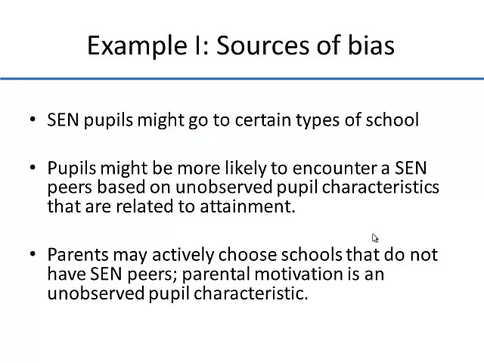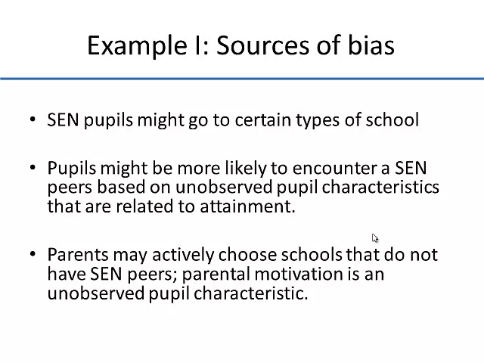So, in the first example about the effect of SEN on other pupils within the class, there are two sources of bias really. Firstly, SEN pupils might go to certain types of school. In fact, that's more than a concern, that's actually true in the data: schools with high levels of socioeconomic disadvantage also tend to have high levels of SEN peers. So when we model the association between SEN peers and the outcomes of pupils in the school, we don't perfectly control for socioeconomic disadvantage. We can't be sure that what we're observing isn't just a manifestation of socioeconomic disadvantage.